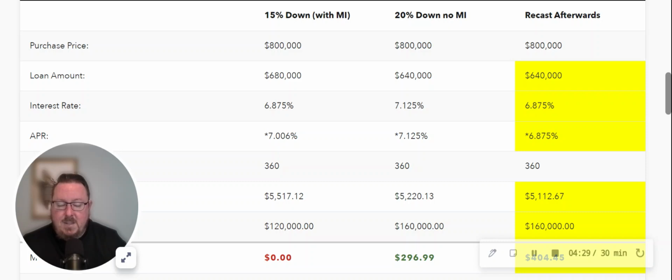So afterwards, when we recasted the loan, you can see that the new loan balance again was 640. So just like they were putting 20% down to begin with, but they had to do this extra 5% down after the transaction took place. They did the recast. They called their lender and said, hey, I want to recast this. And they said, sure, no problem. When do you want to make the payment? And they said this day.